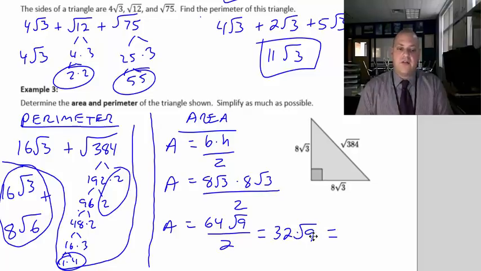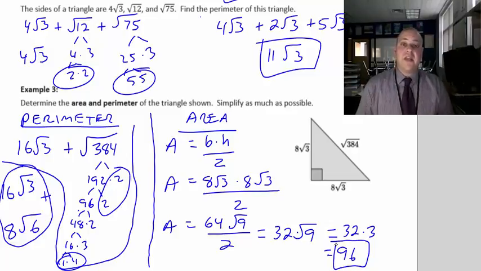32 times radical 9. Now radical 9 we know is just 3. So this is 32 times 3. And then 32 times 3 is 60. No, it's not. It's 96. So my area of this triangle would be 96. There is no radical because the radical came out to a perfect square number.